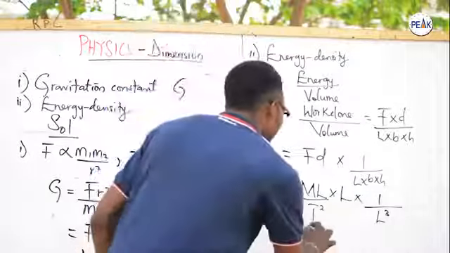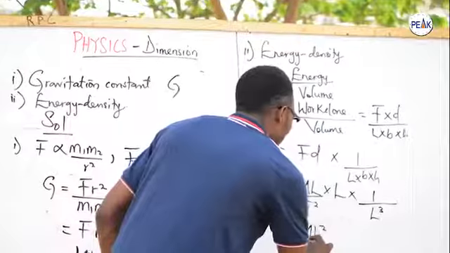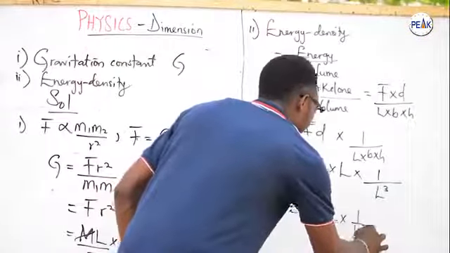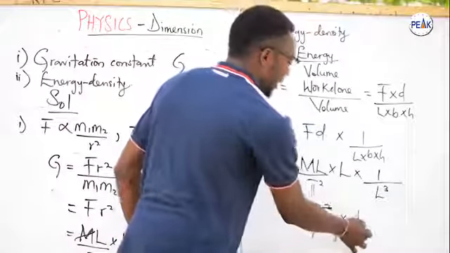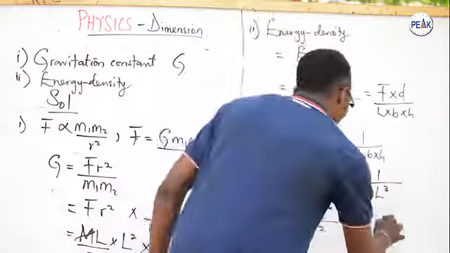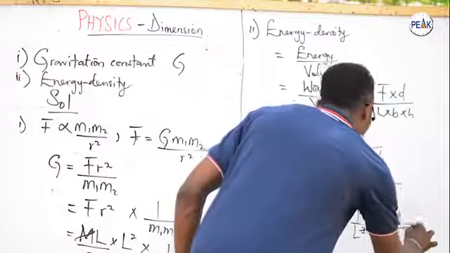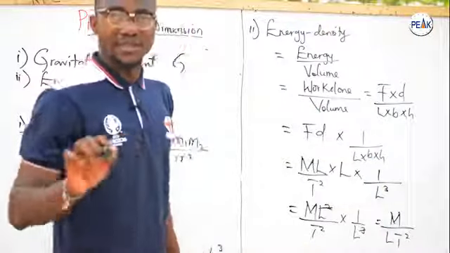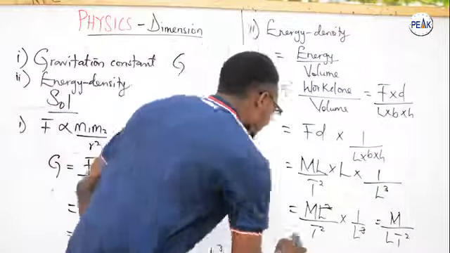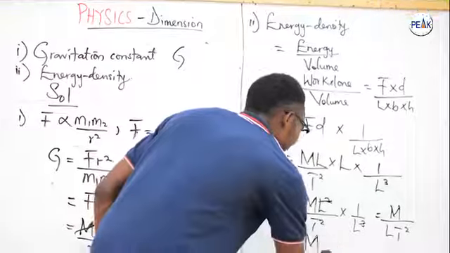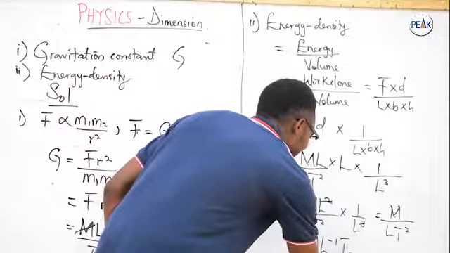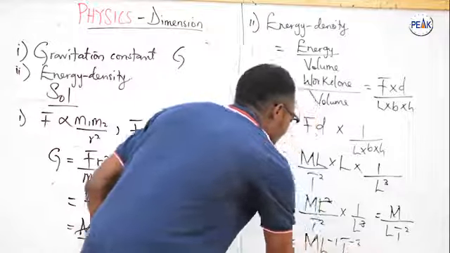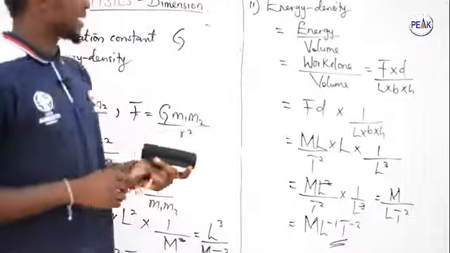So this simply means that I have this to be ML² divided by T² times 1 over L³. So that simply means that we cancel 2 of these L's and it will remain 1. So I have M over L T². So if I want to write it in a linear form, I'm going to have M L⁻¹ T⁻².